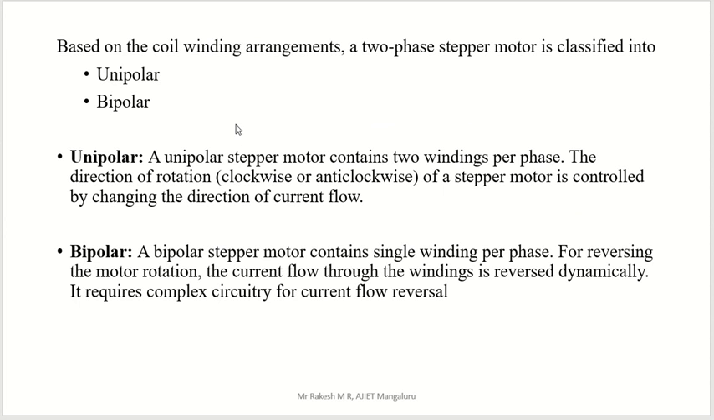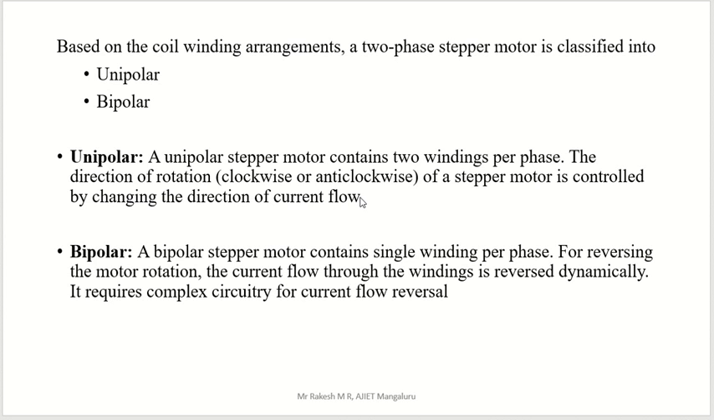Stepper motors we have classified into two types. One is unipolar, one is bipolar. What is the meaning of unipolar? A unipolar stepper motor contains two windings per phase. You know what we mean by phase? Per phase we have two windings. The direction of rotation, either clockwise or anti-clockwise, of a stepper motor is controlled by changing the direction of current flow.